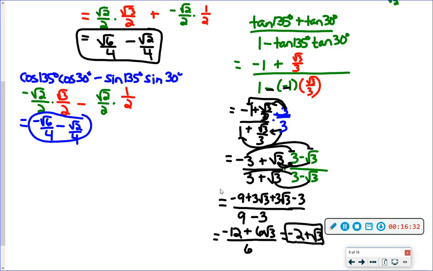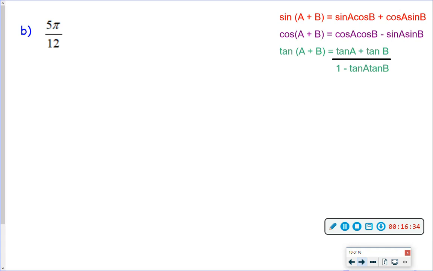All right, let's do another. Get ready for it. All right, 5 pi over 12. So my first advice to you is let's convert this into degrees. So standard, boring stuff. We've done this a million times. It turns out to be 75 degrees.